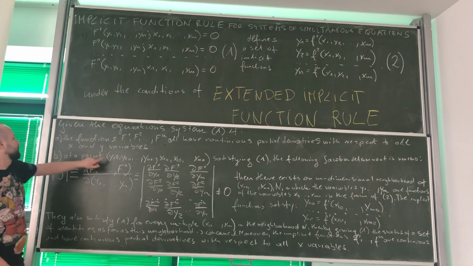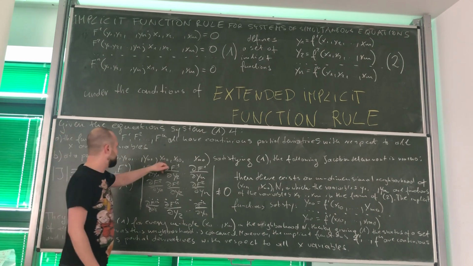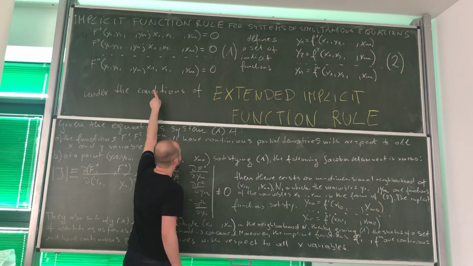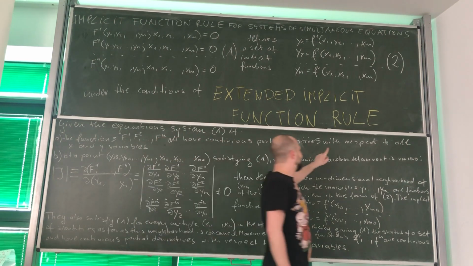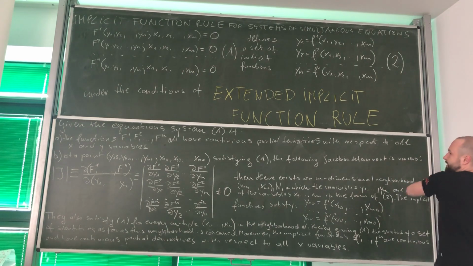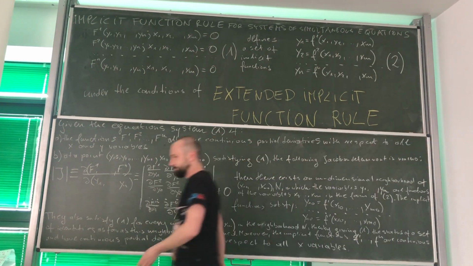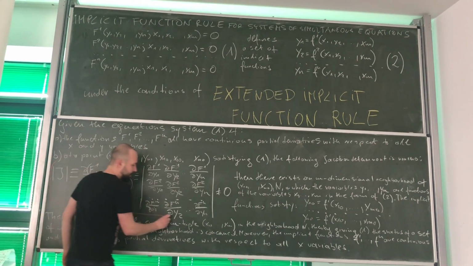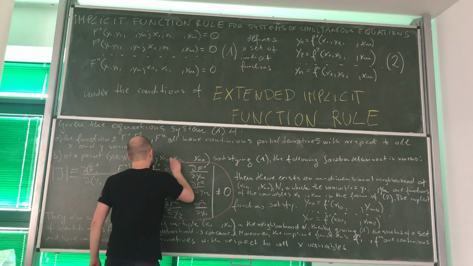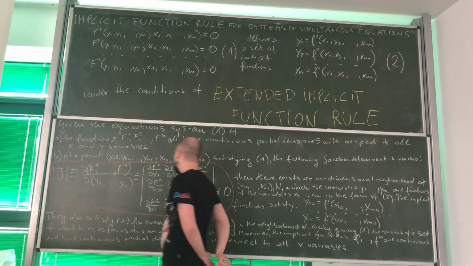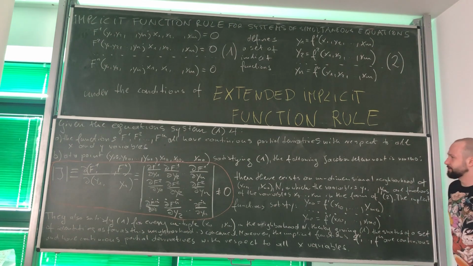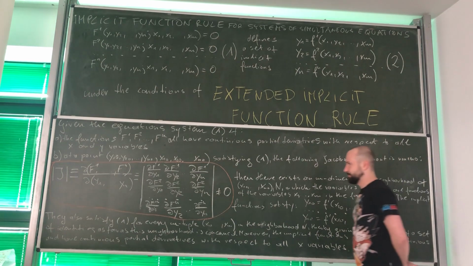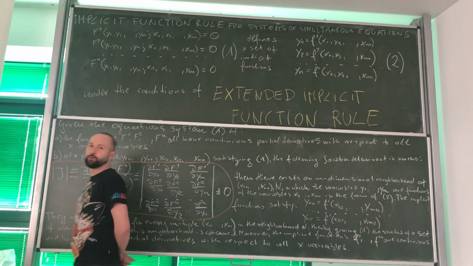And now, the second condition goes like this. At a point x1,0 through xm,0, y1,0, y2,0 up to yn,0, so at a point satisfying this system, the following Jacobian determinant is non-zero. Okay, and this is something new. Because now, unlike in the case of the previous rule, we do not have one derivative, but we have a determinant of the derivatives. Jacobian is a determinant of derivatives.